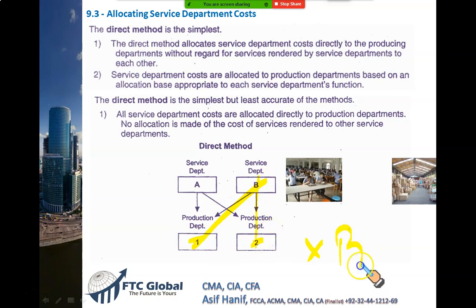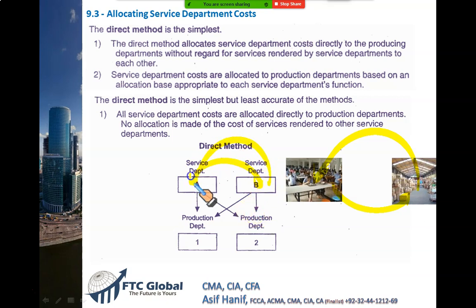It's a very bad method. Easy, very easy method, but very inaccurate. Bad method. Now I will tell you why bad. See, these people in the stores department, they eat food in canteen. And canteen keeps its food items, milk, pulses, rice, they keep it in stores. Basically, they serve each other. Canteen serves stores, stores serves canteen.